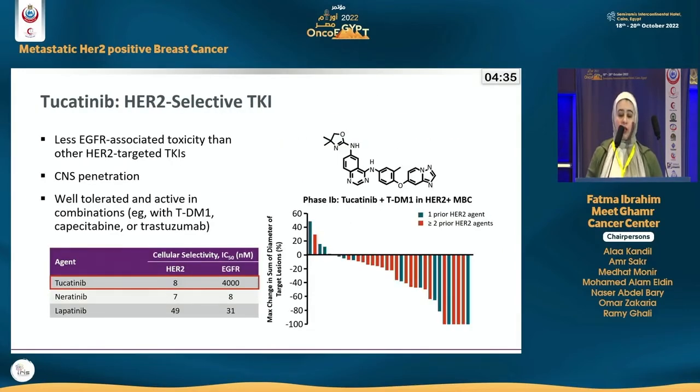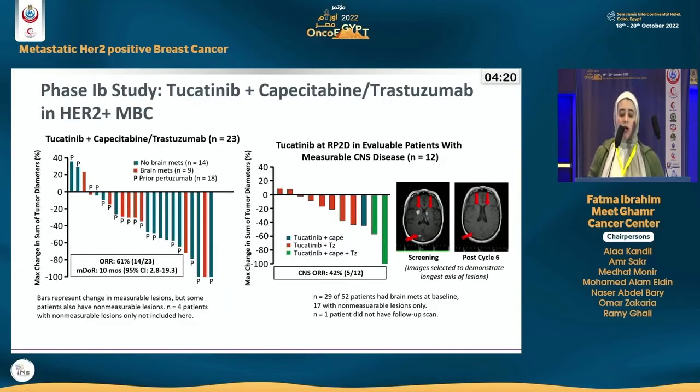Regarding tucatinib, it is a HER2-selective tyrosine kinase inhibitor with less EGFR-associated toxicity than other HER2-targeted tyrosine kinase inhibitors, CNS penetration, well tolerated and active in combination with TDM1, capecitabine, or trastuzumab. Phase 1B study, tucatinib plus capecitabine and trastuzumab in HER2-positive metastatic breast cancer. It showed an overall response rate of about 61%, and CNS metastasis also showed a high response rate of about 42%.